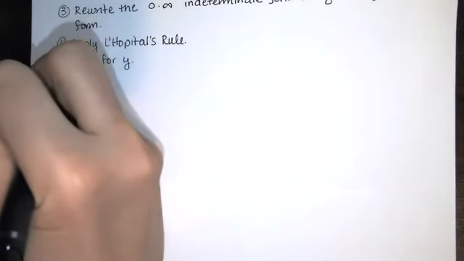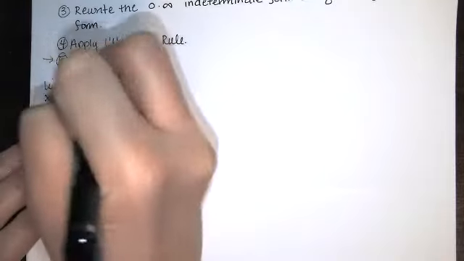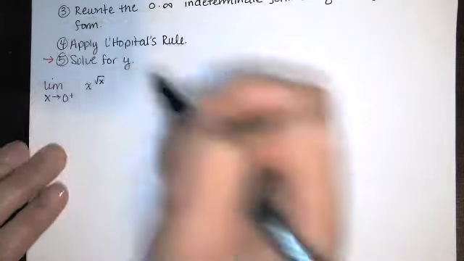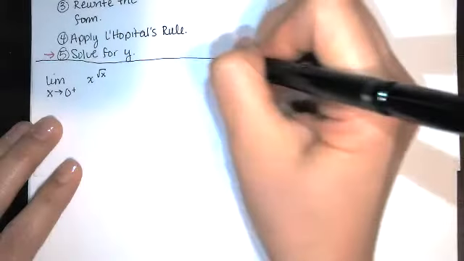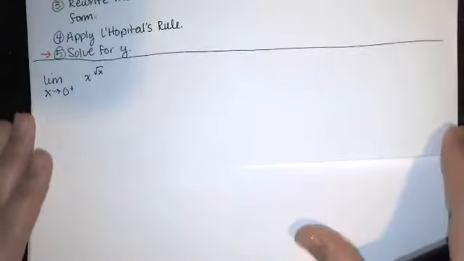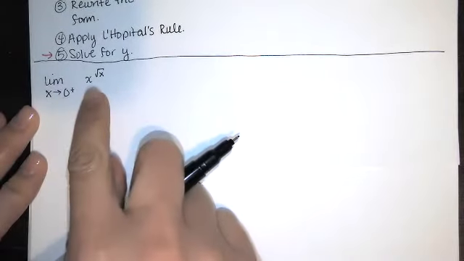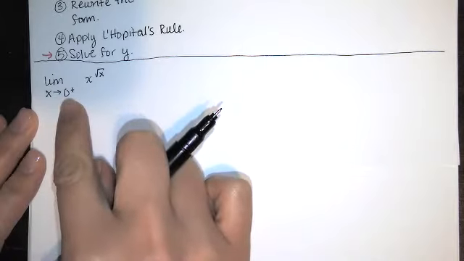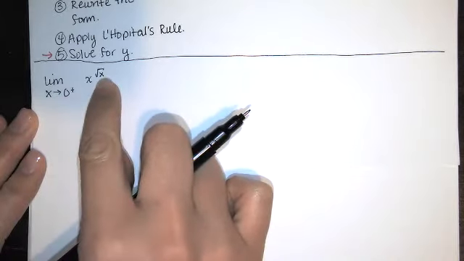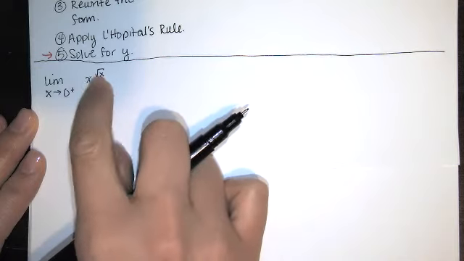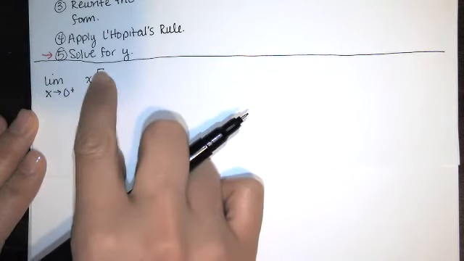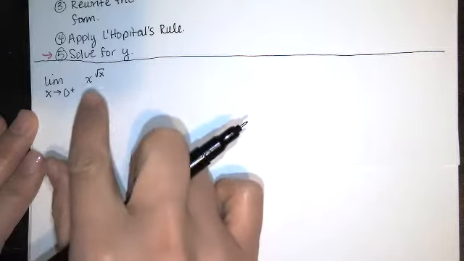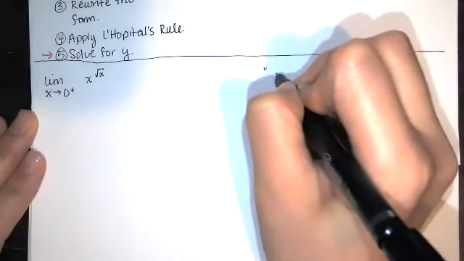So here's our first example. We have the limit as x approaches 0 from the right of x raised to the square root of x power. So I ask myself, well, what happens to the base and what happens to the exponent as x approaches 0 from the right? Well, the base is approaching 0. The square root of a tiny positive number is also a tiny positive number. So this is a 0 to the 0 indeterminate form.